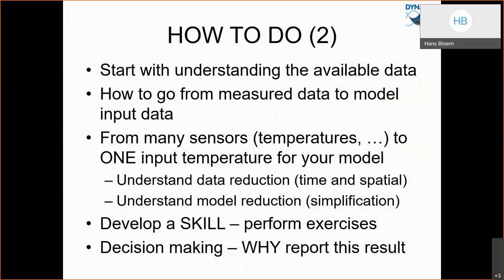Understand the reduction of the data, both in time as well as in space, and understand also the reduction of your model, the simplification. Do a lot of exercises, so develop a skill, that is very important. And you should always ask yourself, if this is the result, why should I report this result? Are you confident in what you are presenting to someone else, to industry maybe?